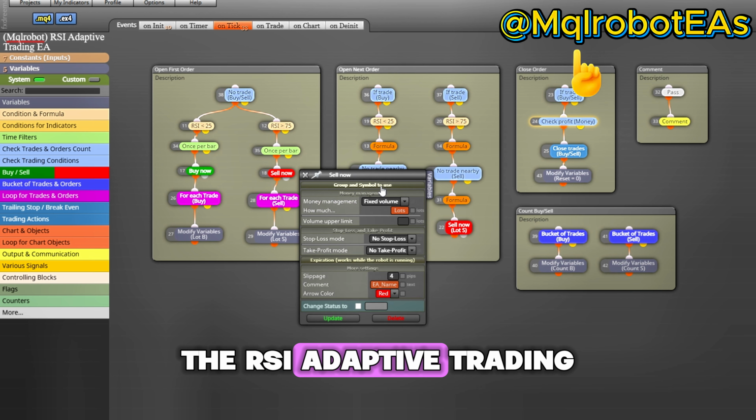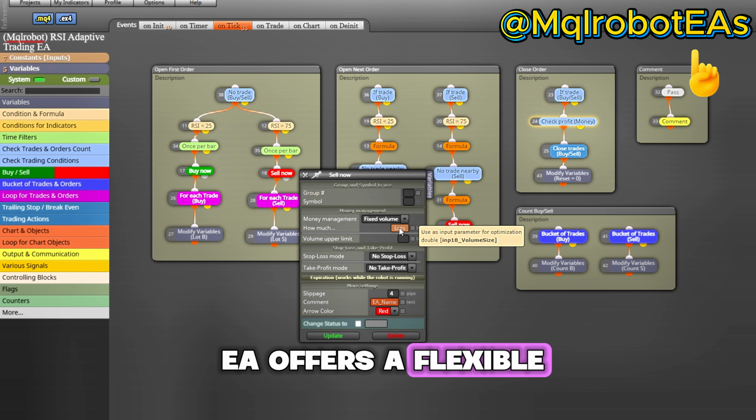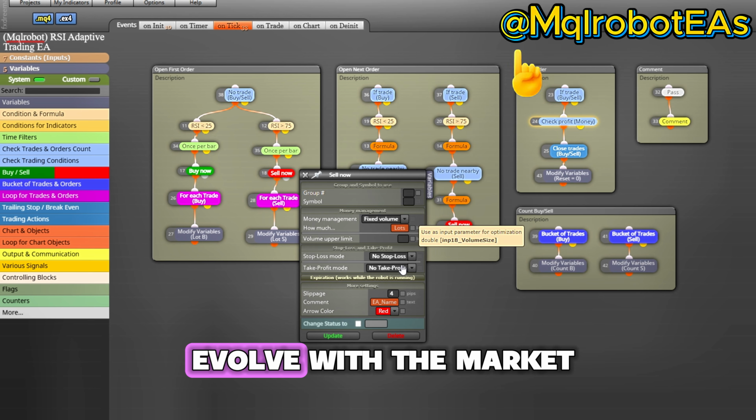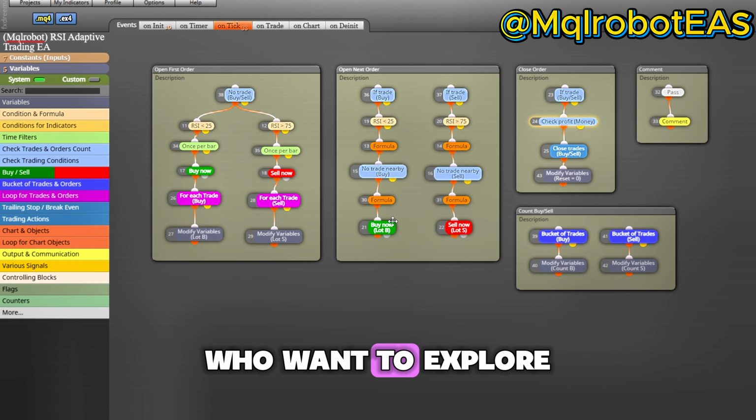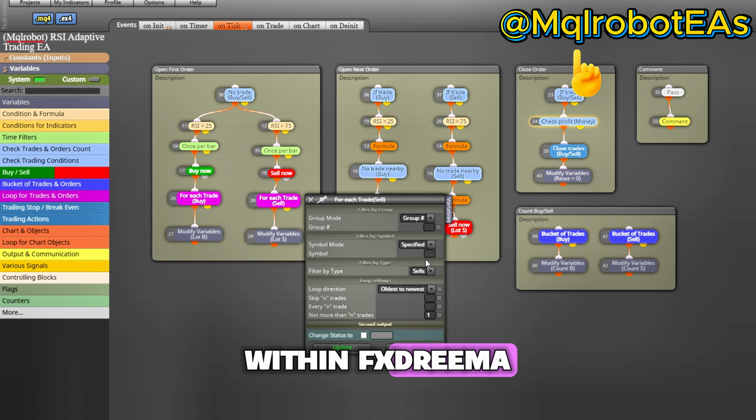The RSI Adaptive Trading EA offers a flexible, intelligent framework that can evolve with the market, a perfect project for traders and EA builders who want to explore adaptive logic within FXdreema.